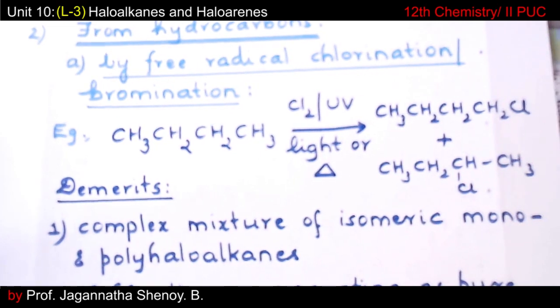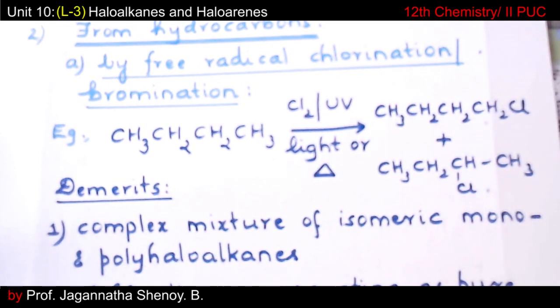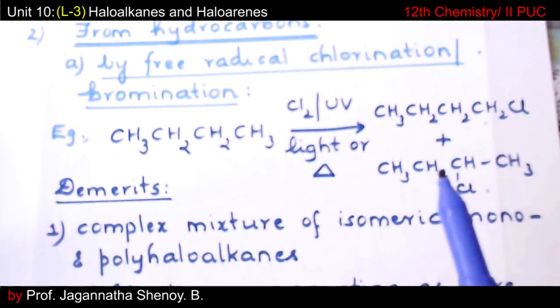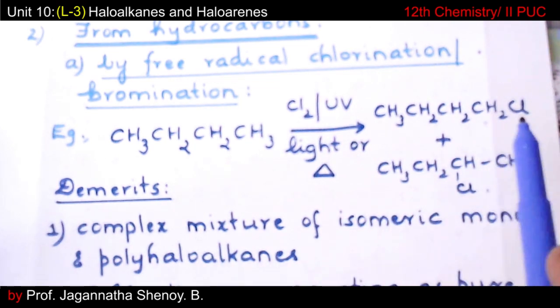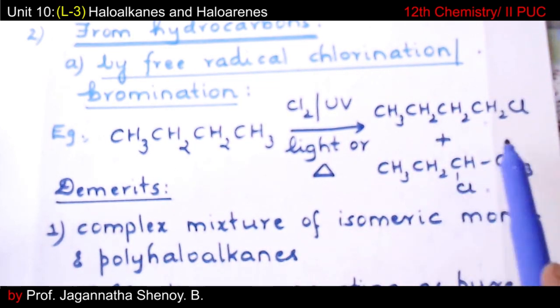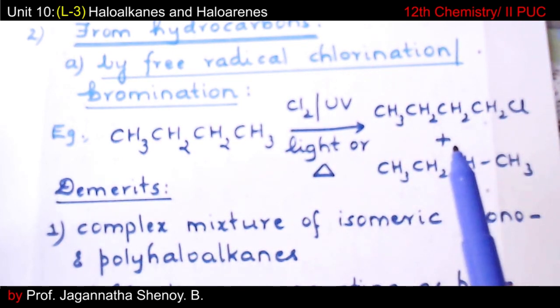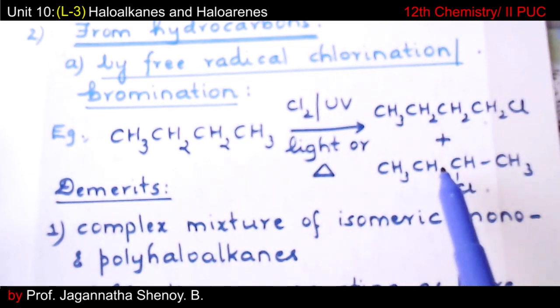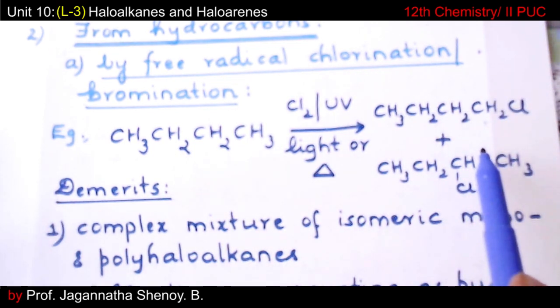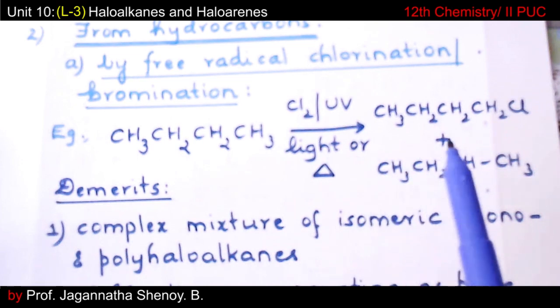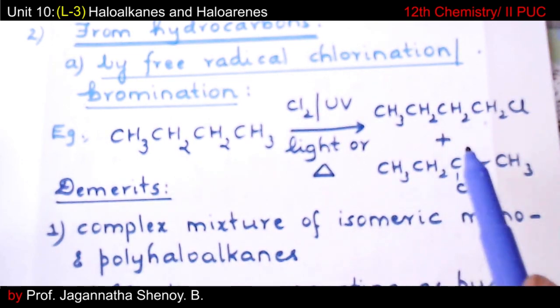Now, what is the important demerit of this particular process? The first important demerit is you are going to get a complex mixture of isomeric mono or polyhaloalkanes. When I say that, in this case, I have considered only monochlorination. Reaction need not stop here. It can go for dichlorination, trichlorination, etc. Like that, polychlorination can take place. So first, you will get monochloroalkane. Then there we can have isomers.